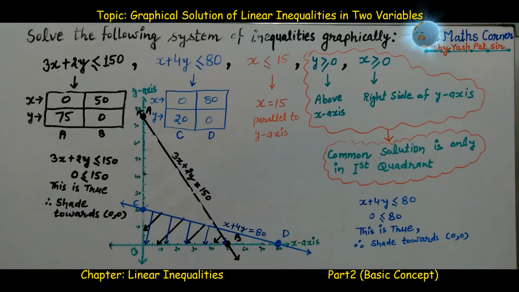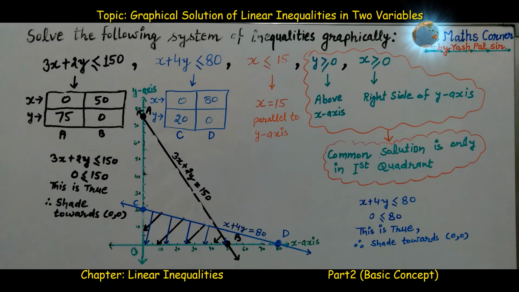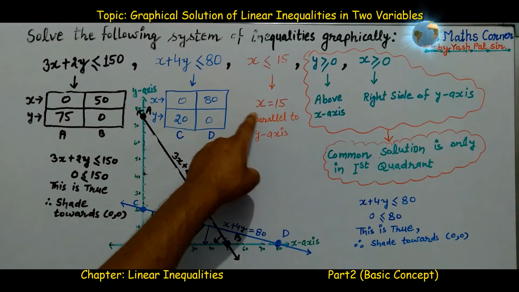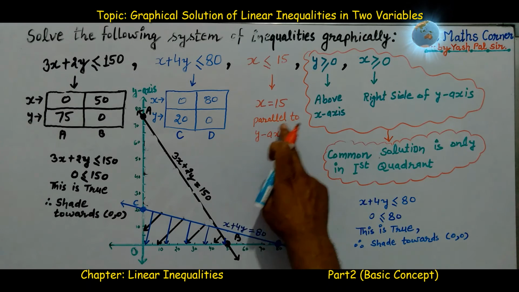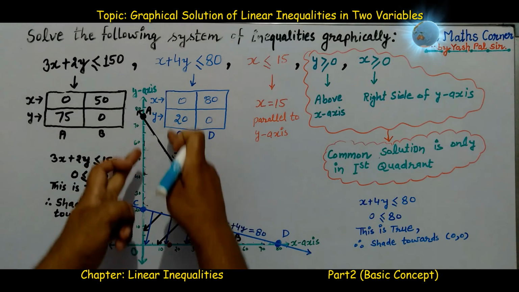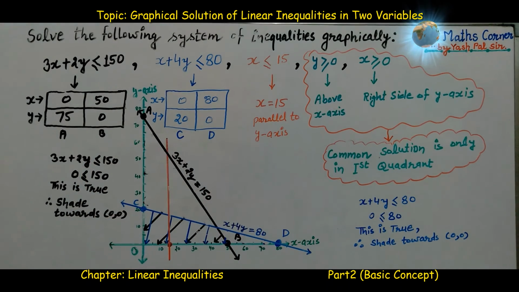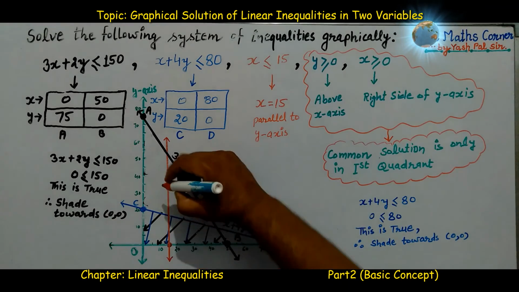Only this portion is common to these two inequations. Now next is x = 15. x = 15 is the line parallel to the y axis at x equal to 15. This is x = 15. So this line is parallel to the y axis, and the name of this line is x = 15.